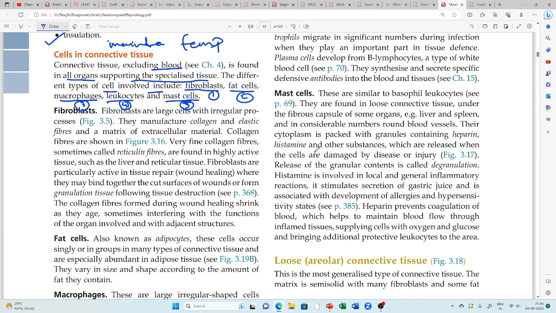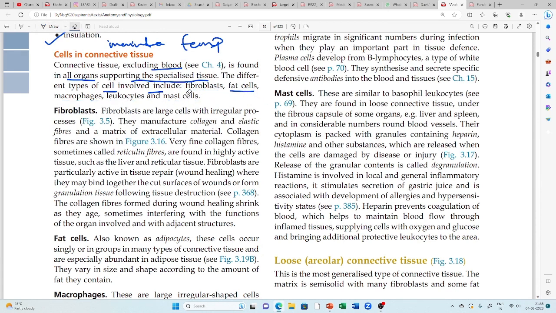Actually, you don't have to learn these things by heart, but you have to understand them, because while we are studying upcoming chapters, system-wise, the respiratory system, digestive system, urinary system, cardiovascular system, and all, it is very essential to know about this type of cells. So I am going to explain where these cells are found in our body.